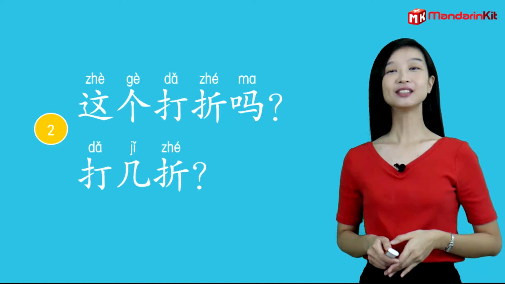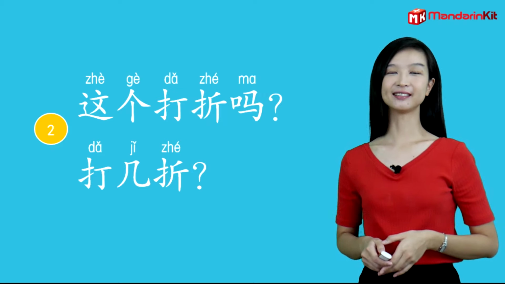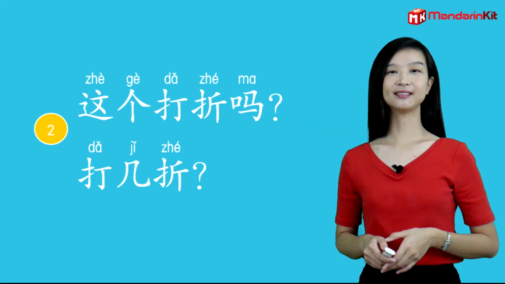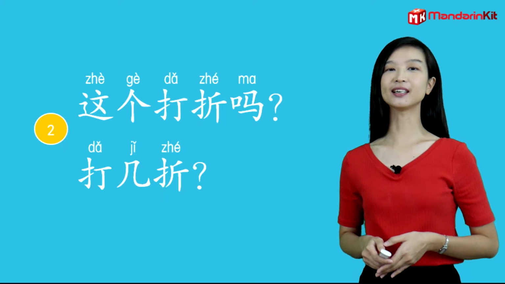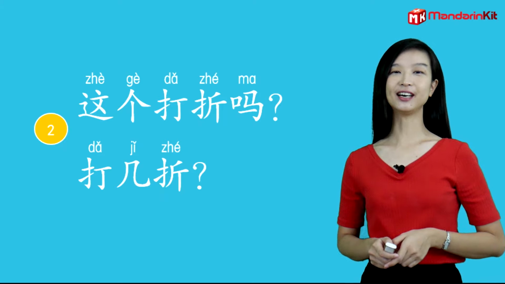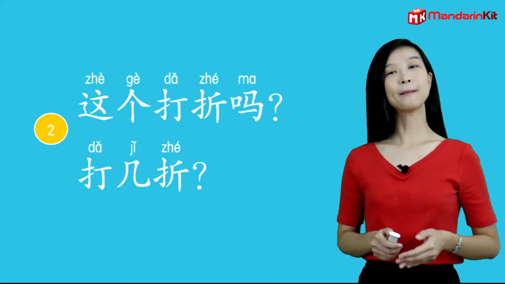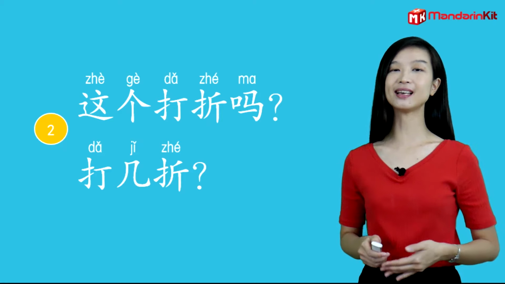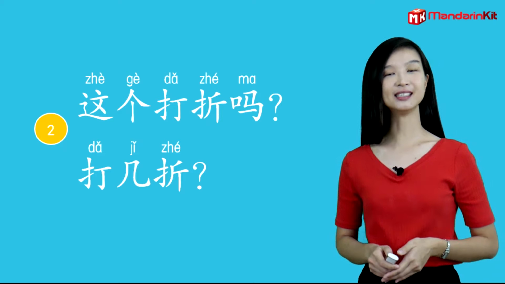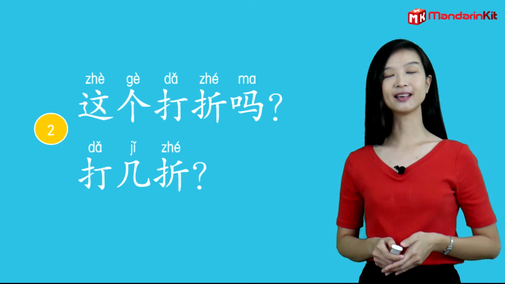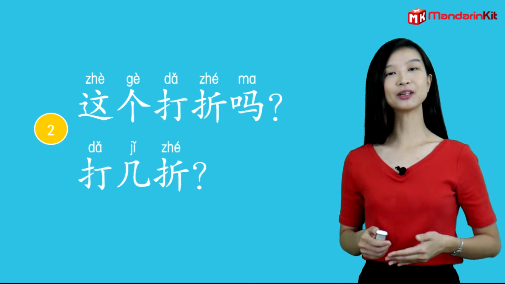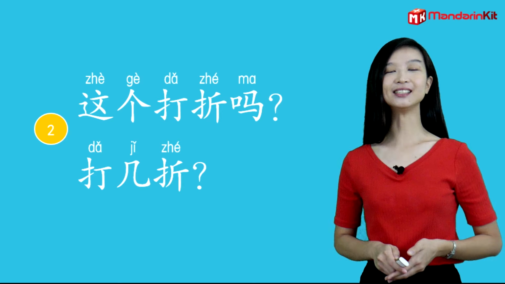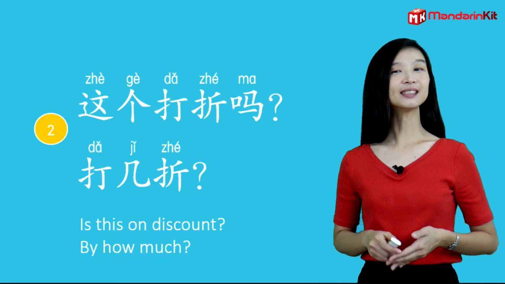Sentence number 2. 这个打折吗？打几折？这 or 这个 means this. 打折 means to have discount, whereas 吗 is the question particle normally put at the end of a sentence to indicate a yes or no question. 几 means how many. 打几折 means to have how much discount. So, 这个打折吗？打几折 means, is this on discount?